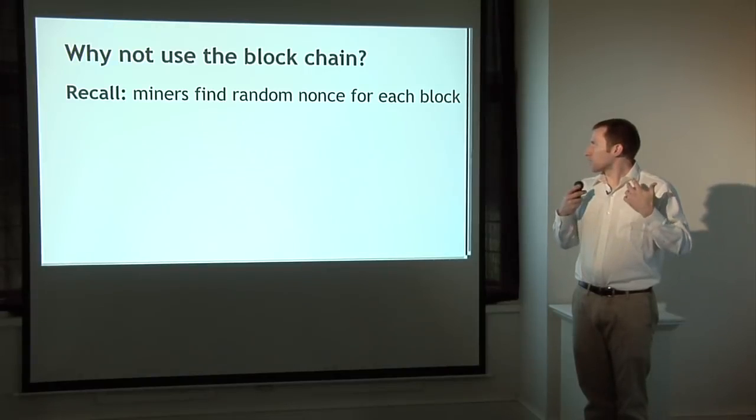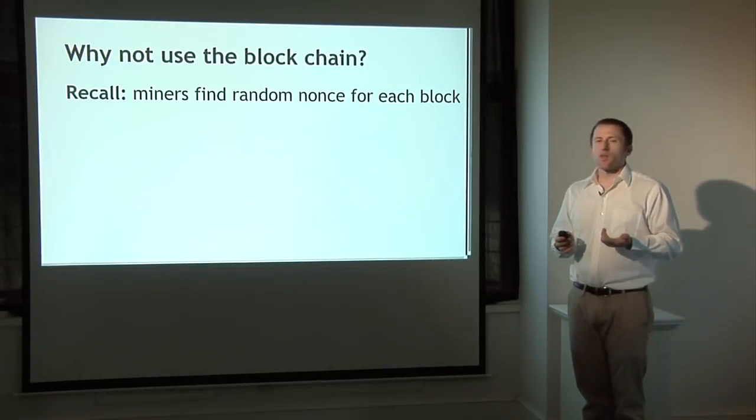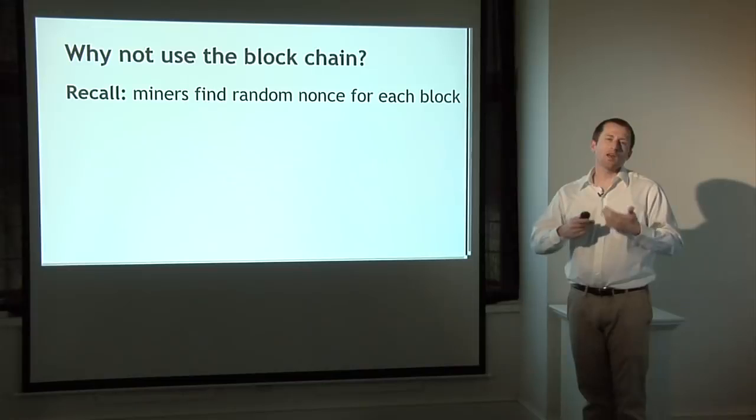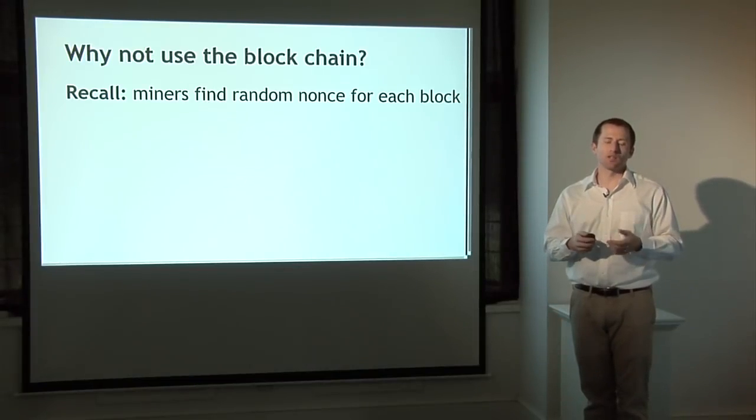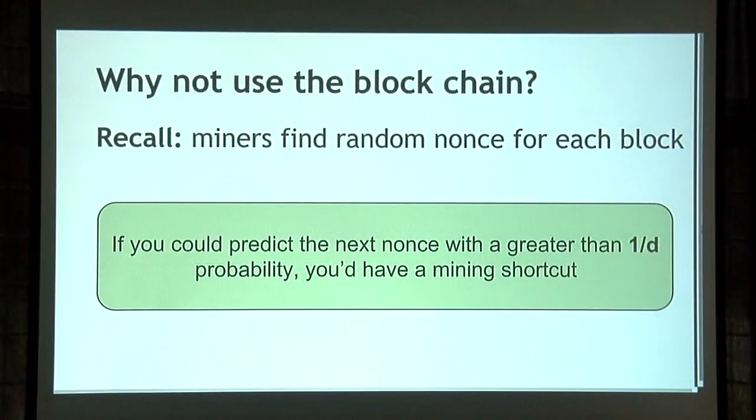If we recall the fact that miners have to find a random nonce for each block, we think we might be in business here. Why can't we use the random nonces that miners are finding in the process of mining as a randomness beacon? So there's a fairly strong argument that you can't predict with high probability what the next nonce will be. If you could, you'd have a mining shortcut.